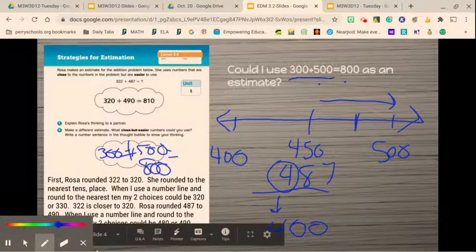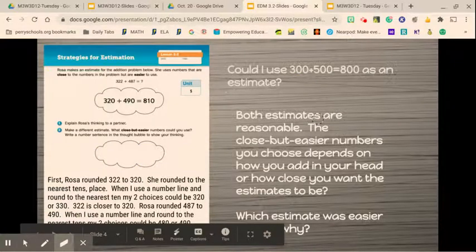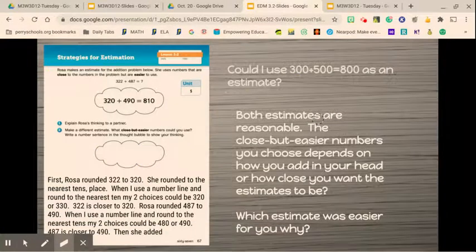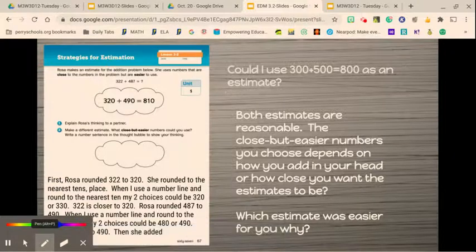Now, the cool thing with doing it this way is you can see how close these numbers actually are. So both estimates are reasonable. We have 300 plus 500 is 800, and then the other number is 320 plus 490 equals 810. 810 and 800 are still pretty close.